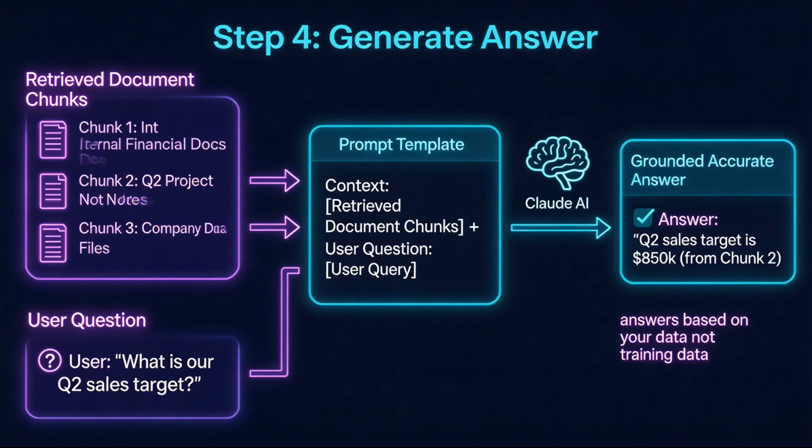LangChain makes this a 3-line chain. Create a retriever from your Pinecone store, create a prompt template, and pipe them together with Claude. When you invoke the chain with a question, it automatically retrieves the relevant chunks and generates a grounded answer. No hallucination, because the model is reading, not guessing.